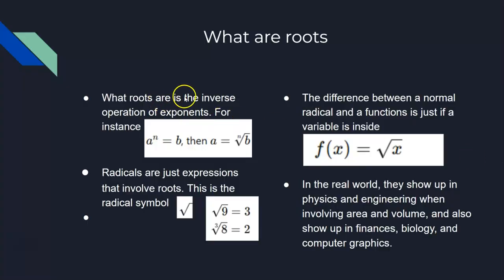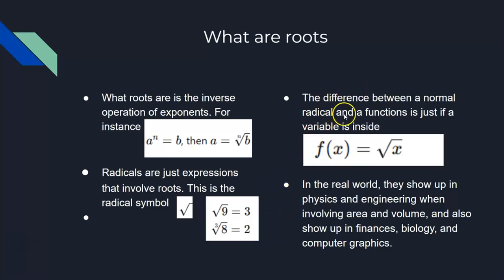So what are roots? Roots are the inverse operations of exponents. For instance, if a to the n is equal to b, then a is equal to the nth root of b. As you can see right here, the n just goes into the radical where the square root is. Radicals are just expressions that involve roots. This is the radical symbol right here. So radical 9 would just be 3, and the cube root of 8 would be equal to 2. That's because 2 times 2 is 4, times 2 is 8. So 3 sets of 2's.